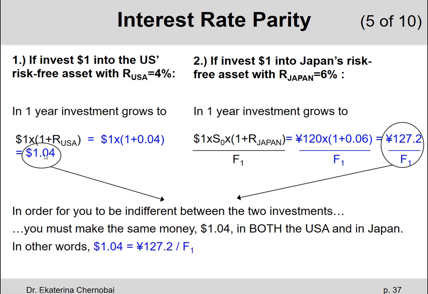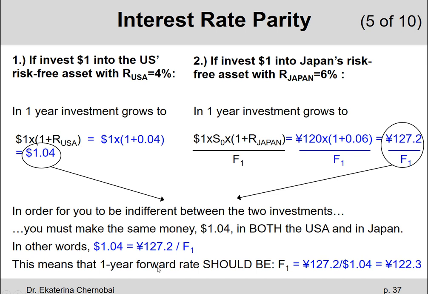So $1.04, that's in 1 year in the United States, must equal 127.2 yen divided by the 1 year forward rate. And then we rearrange to solve for the 1 year forward rate. The 1 year forward rate should be 127.2 divided by 1.01, which gives 122.3 yen per dollar.